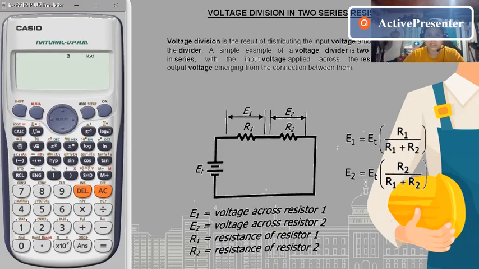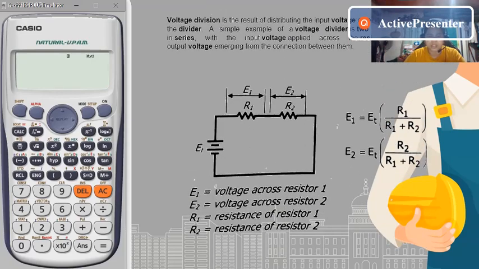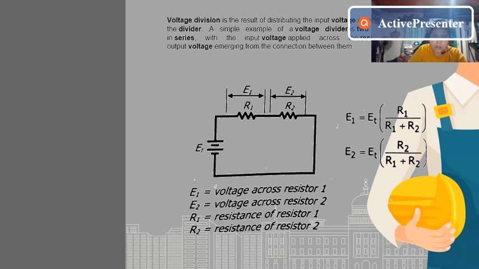So let's look at our figure for voltage division. As mentioned earlier, there are two resistors connected in series. We have here our two resistors, R1 and R2. There is an input voltage, which is ET, the total voltage across. Each resistor has its own voltage, which is why we have E1 and E2.